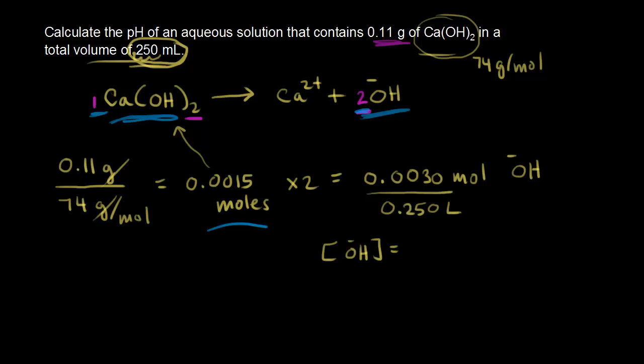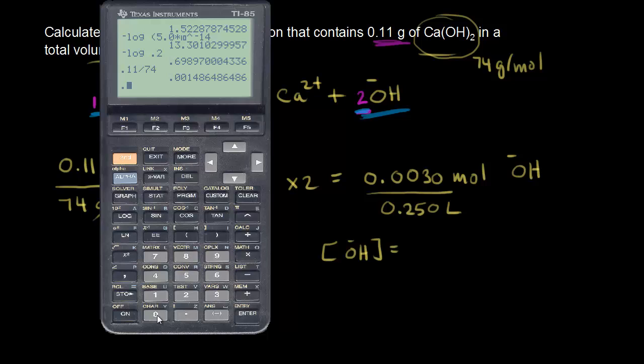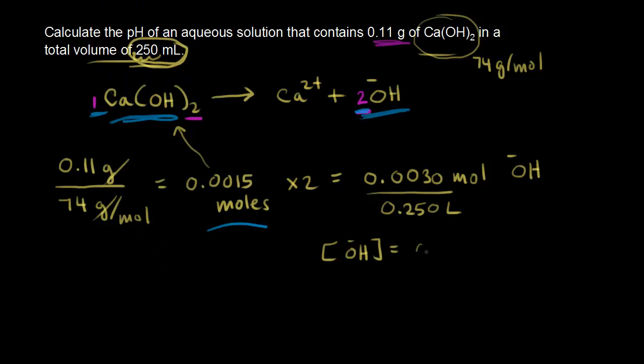And let's do that calculation here. So let's get some room. So we have 0.0030 divided by 0.250, and we get 0.012 molar. Right, so this is 0.012 molar for the concentration of hydroxide. Now that you have the concentration of hydroxide ions in solution, you can find the pH using one of the two ways that we talked about above.